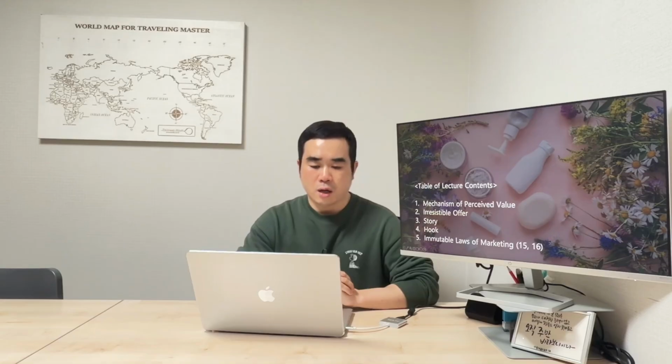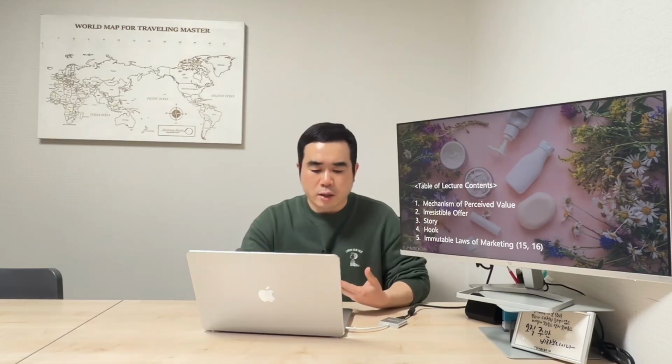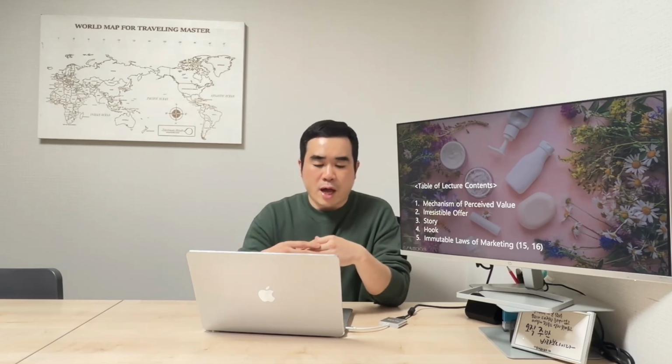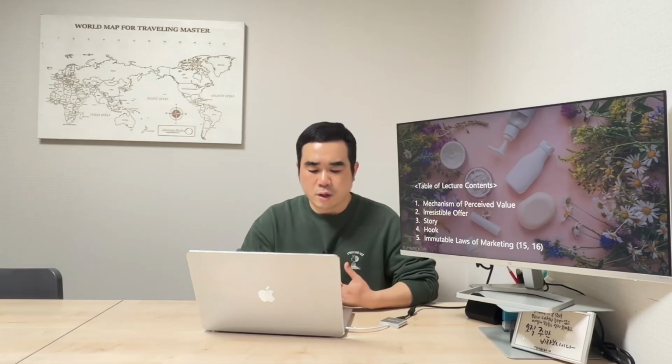Okay, today we are going to run through five parts. The first part is the mechanism of perceived value. This is a very important part because it is the base for our whole class. The second is the irresistible offer, the third is a story, and the first is the hook. Lastly, we are going to cover the immutable laws of marketing, especially chapters 15 and 16.